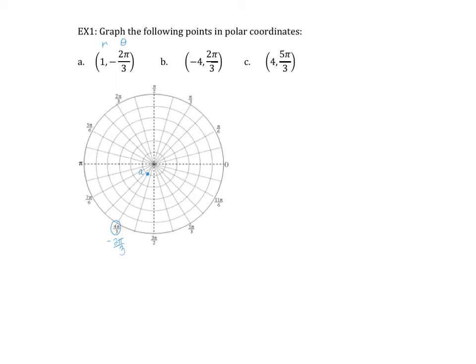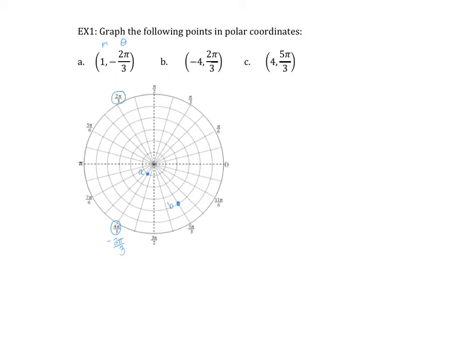Part B, r is negative 4. Theta is 2 pi over 3. So I look at my 2 pi over 3. Since r is negative, instead of going 4 units towards my theta in quadrant 2, I'm going to go in the opposite direction of my theta 4 units. So 1, 2, 3, 4 should be here. And that would be my point B.